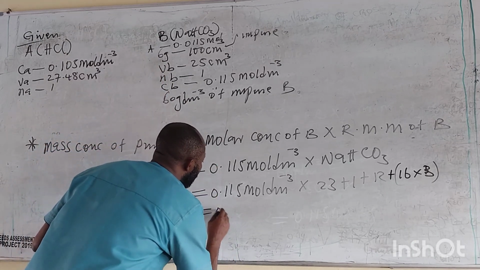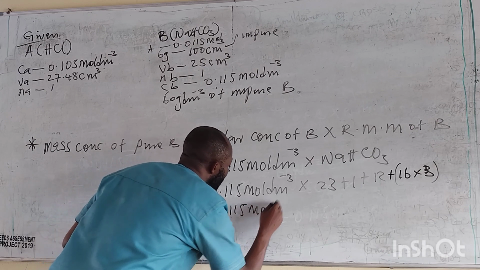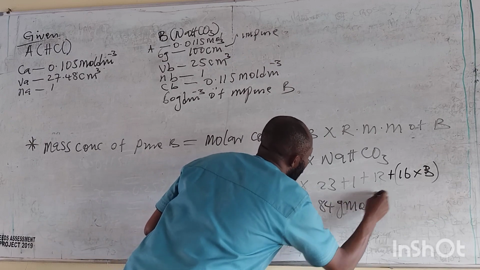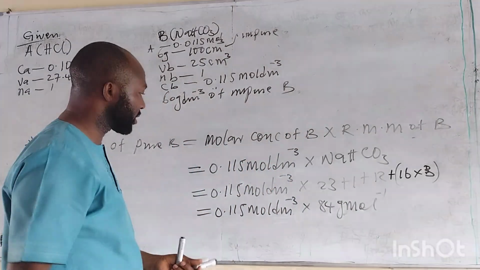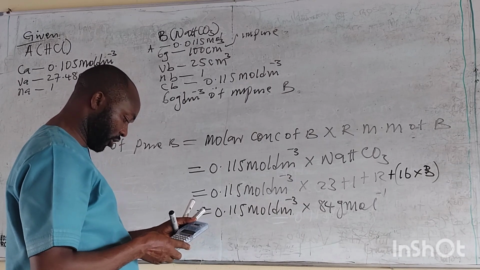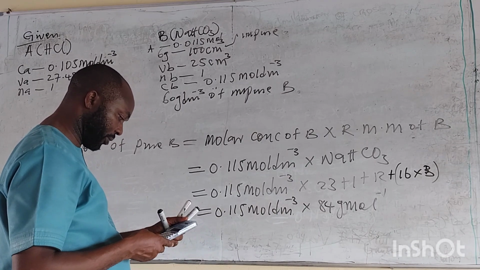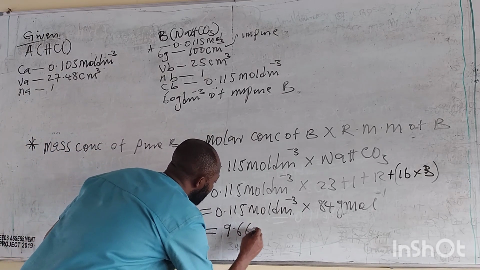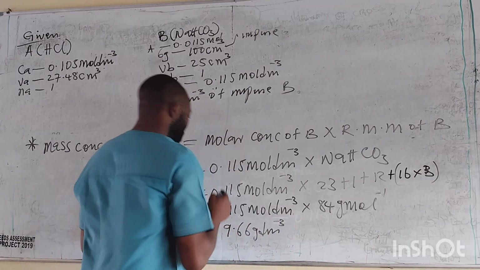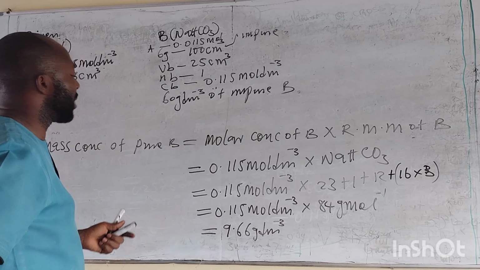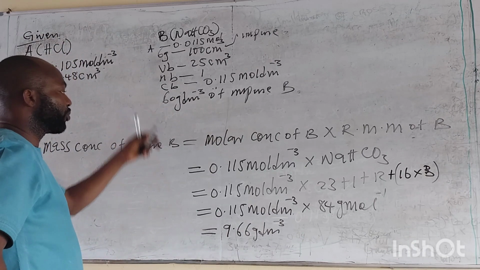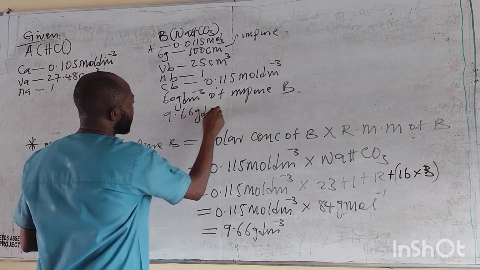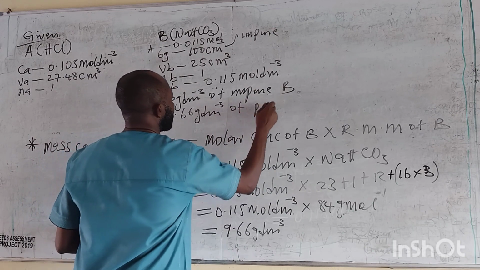So I have 0.115 mole per dm³ times 84 g/mole. When I multiply that, 0.115 times 84, 9.66 g/dm³. Remember I told you earlier on, the mass concentration of pure must be less than that of impure. So here we have 9.66 g/dm³ of pure B.